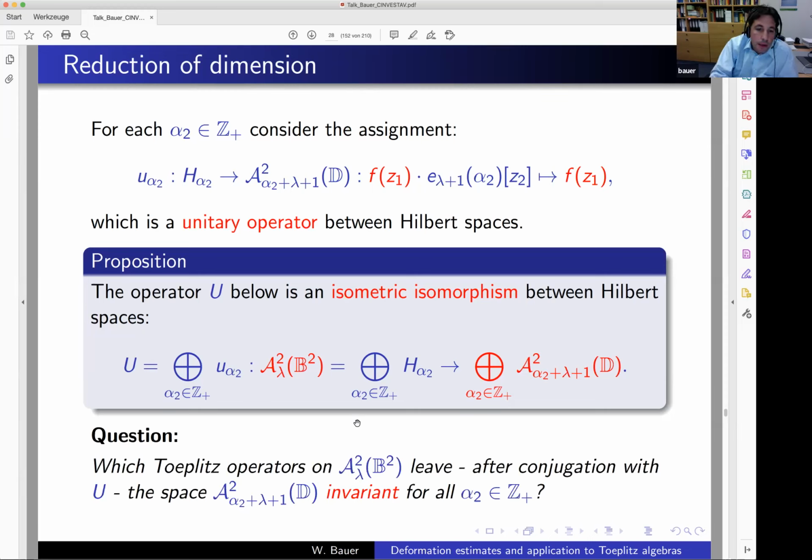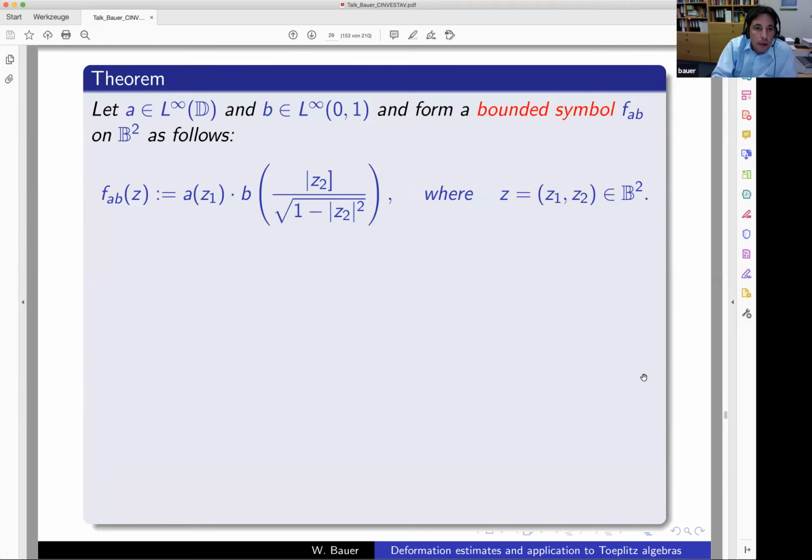And now the question is, can we find Toeplitz operators with suitable symbols that respect this decomposition, meaning that they leave all these spaces here invariant. Of course, a generic Toeplitz operator will not leave them invariant, but if you have maybe Toeplitz operators with specific symbols, then that might be okay.